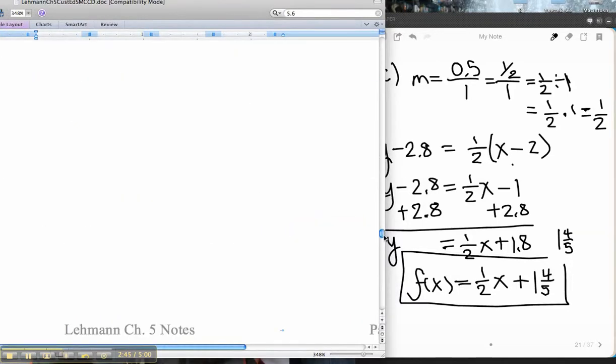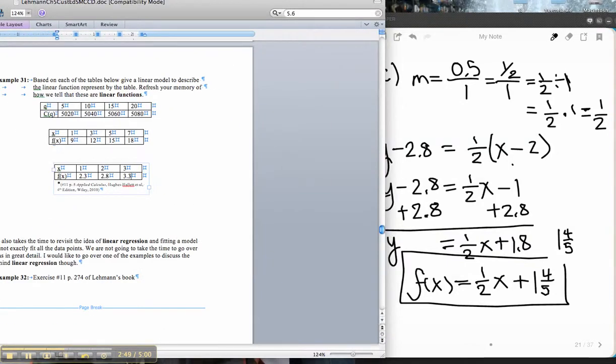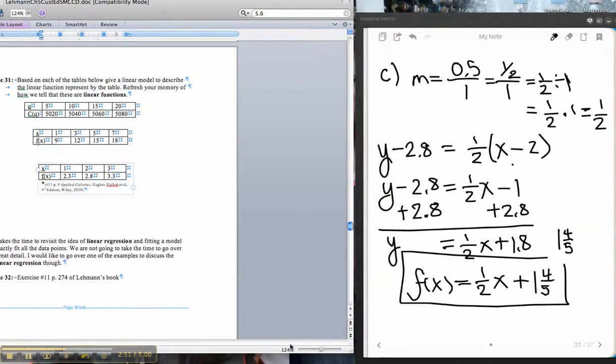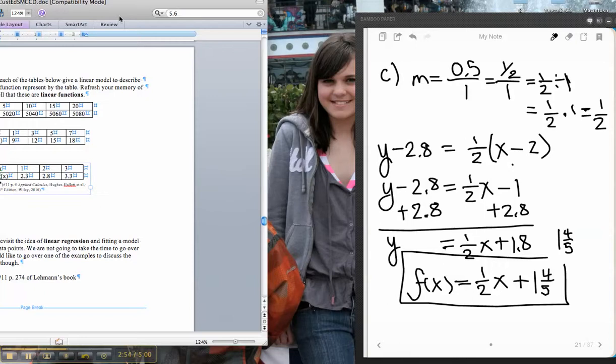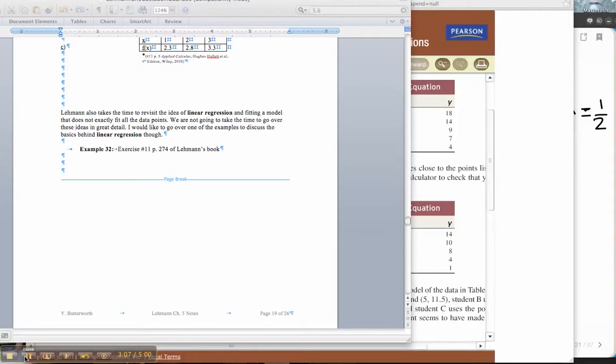All right, let's take a look and see if we have any other problems which we want to do in this section. So our next problem is looking like exercise number 11 from your book. So that means that we need to go open the book. All right, at this time, we're going to take a look at linear regression.